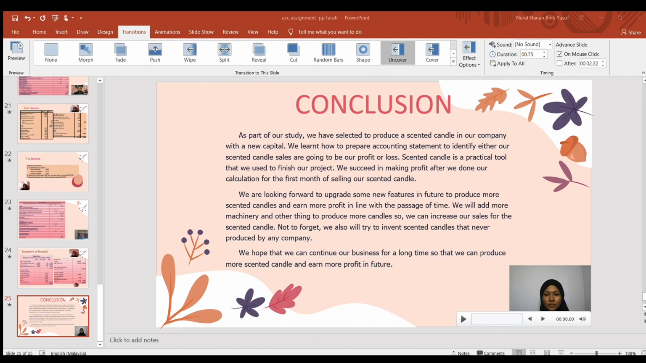We will add more machinery and other things to produce more scented candles, so we can increase our sales. Not to forget, we also will try to invent scented candles that were never produced by any company. We hope that we can continue our business for a long time, so we can produce more scented candles and earn more profit in future.